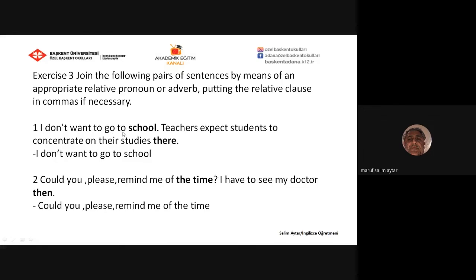So, I don't want to go to school. Do we talk about the concept of school or a certain school that is being defined? I don't want to go to school, just school. I mean, the place where you get education, where lessons are held, okay? So, I don't want to go to school. Does it give extra information? And it shows place. I don't want to go to school, blah, blah.